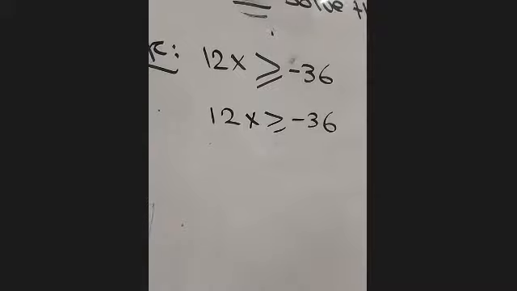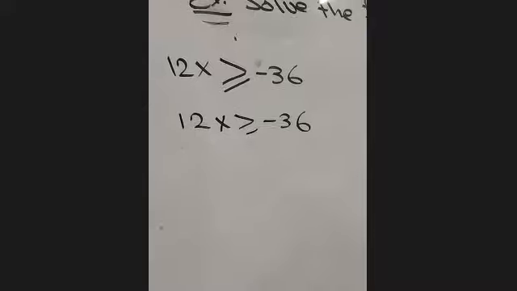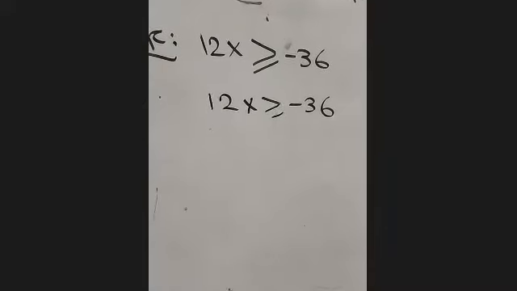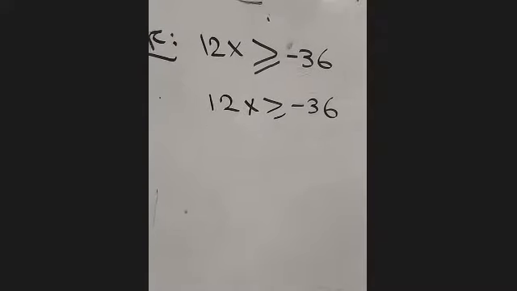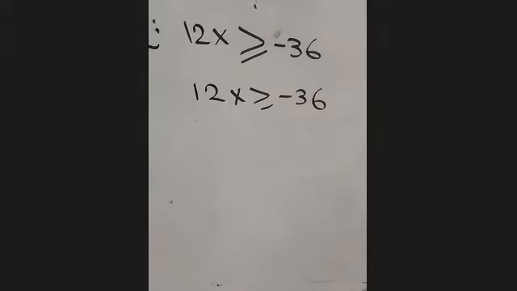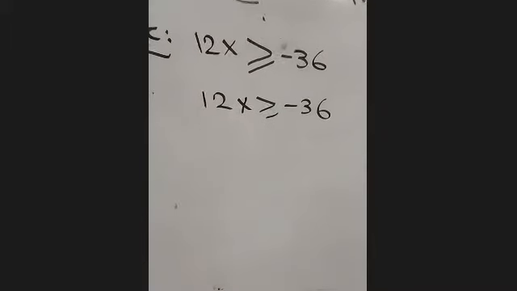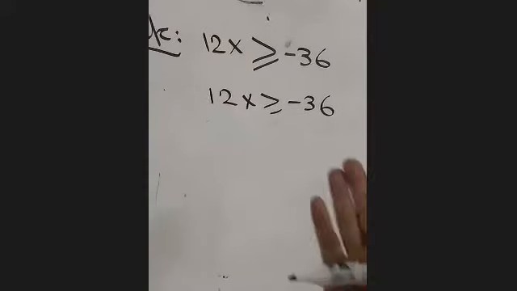Mister, do we move the negative 36? No, we don't move anything. What's the type of this inequality? What do we call it? What's the name of it? Multiplication or division? It is a multiplication inequality. Okay.